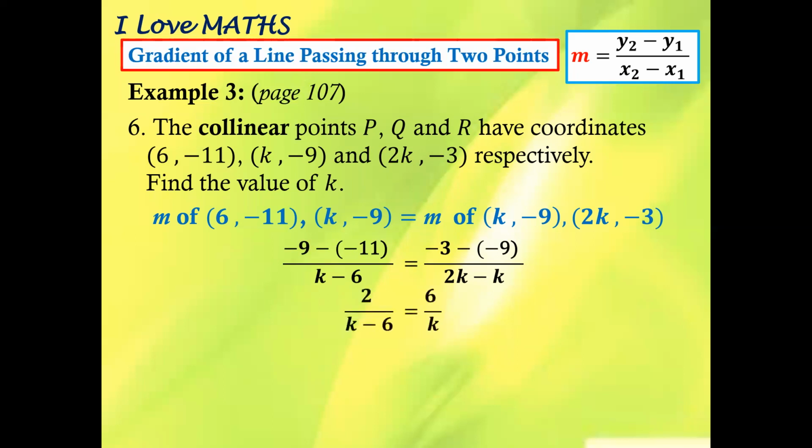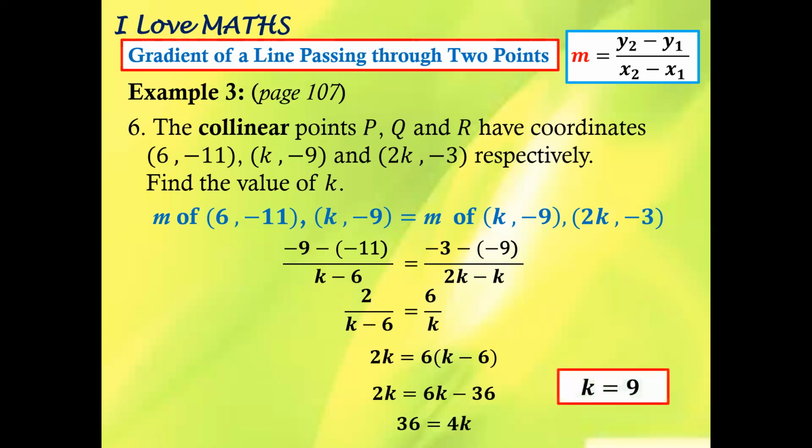Simplifying, it would be 2 over k minus 6 equals 6 over k. Cross multiply, so 2k equals 6 times k minus 6, where the right side will become 6k minus 36. Moving 2k to the right side, combining with 6k, it will become 4k, and -36 would be moved to the left side. And that is 36 equals 4k. Divide both sides by 4, hence k is 9.